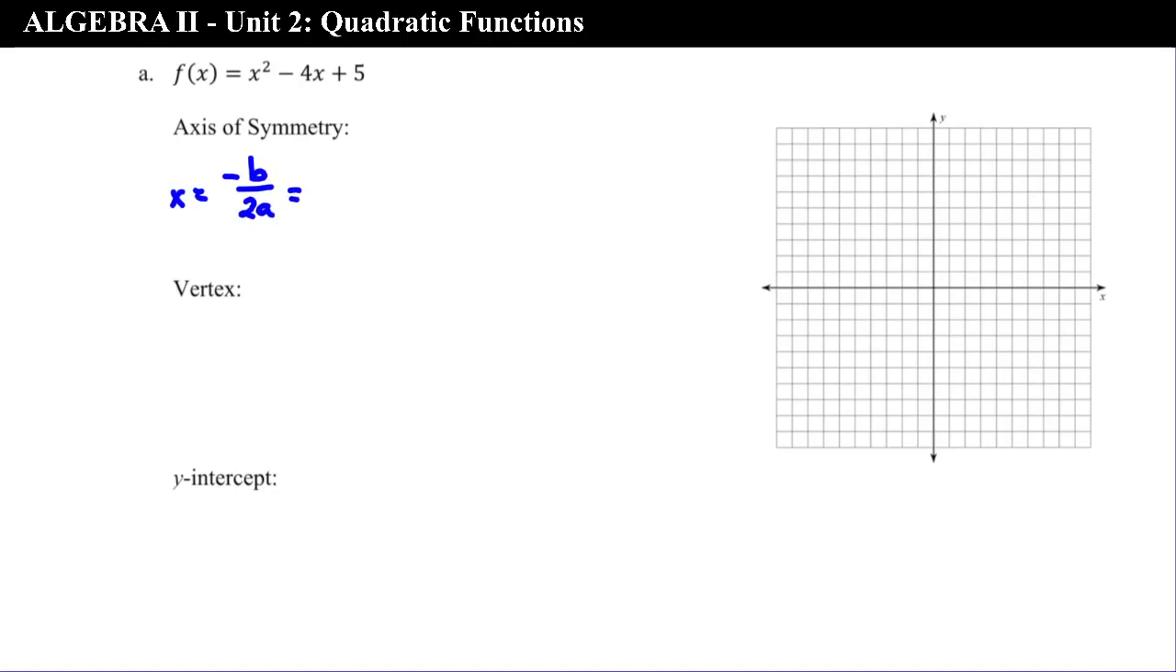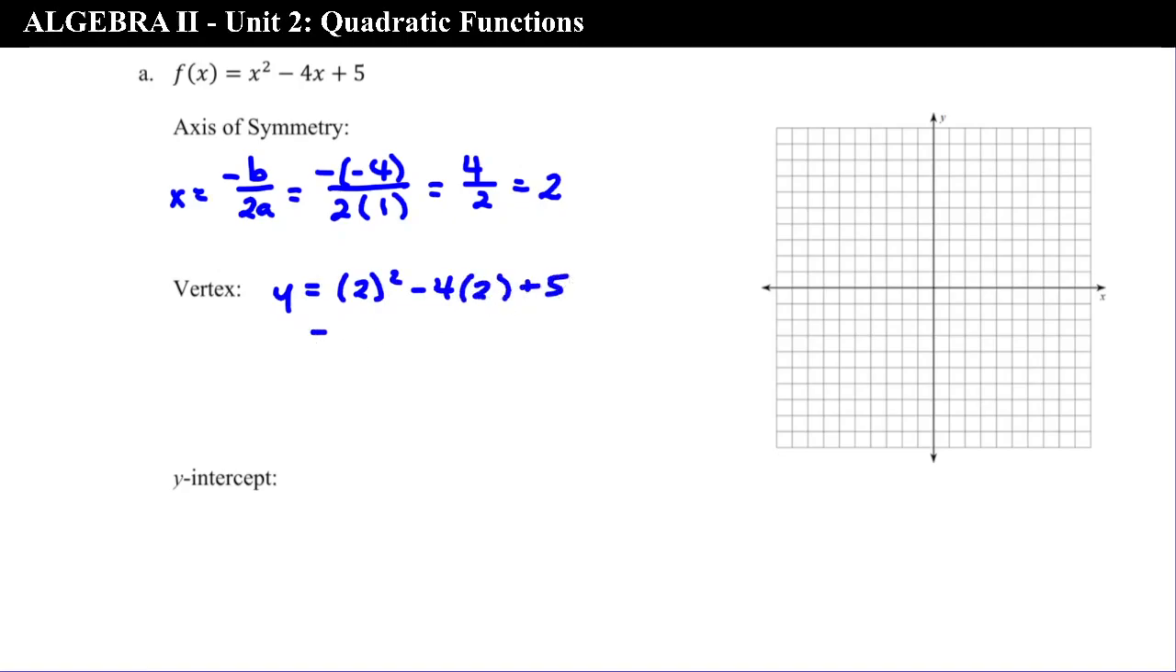Well, here b is negative 4, and then a is 1. So you end up with 4 over 2. So our axis of symmetry is 2. Now we just have to plug 2 in to find what our vertex is. So you have 2 squared minus 4 times 2 plus 5. So that's going to be 4 minus 8 plus 5, which ends up being 1. And so our vertex is at (2, 1). And our y-intercept's very easy to find. It's just our c value. So it's (0, 5).